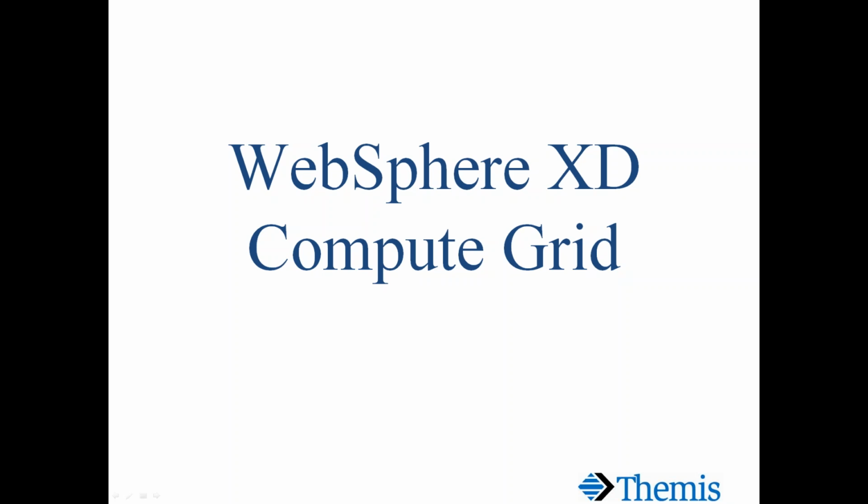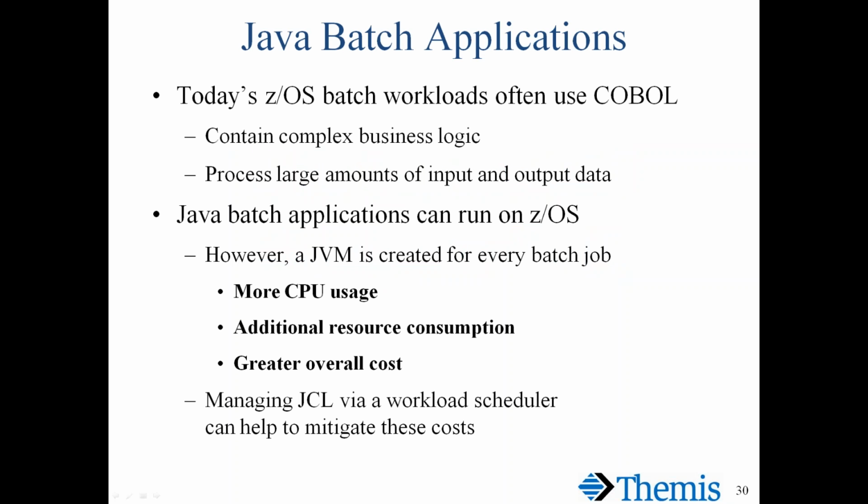Again, one of our major components here is WebSphere Extended Deployment Compute Grid, and that's our next topic. Being able to take some of today's COBOL batch workload and use Java to do that processing is one of the major goals of modernizing your mainframe development while keeping your batch applications. Now, there are various ways of running these batch applications, and in some approaches, like the JZOS launcher, the JVM is created for every batch job, and maybe even for multiple job steps. This increases CPU usage, resource consumption, and generally the cost of running that job.